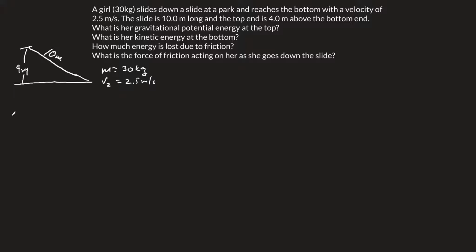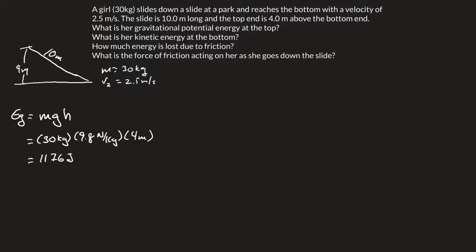So what this looks like is her gravitational potential energy, mgh, is equal to her mass, 30 kilograms, times 9.8 newtons per kilogram, times 4 meters, which is the height. This leaves us with 1,176 joules. So that's how much potential energy she has at the top of the slide.